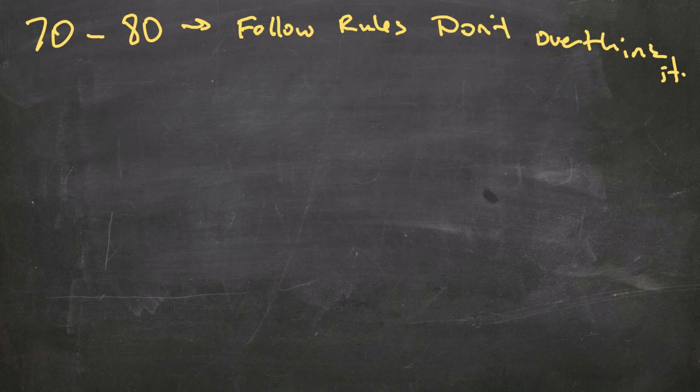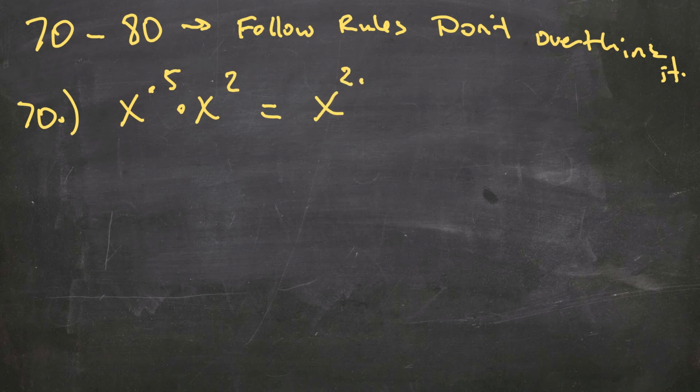And that's it. For 70 through 80, follow the rules we know, don't overthink it. Like 70, for example: x to the 0.5 times x squared. They're multiplying, so you add them: x to the 2.5. Since they gave you a decimal in the original problem, you can give me a decimal answer.